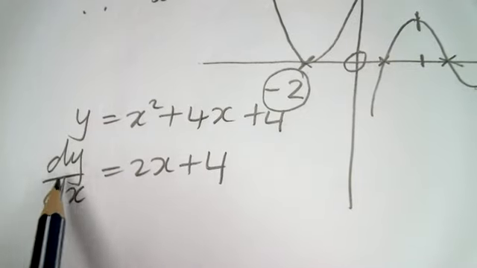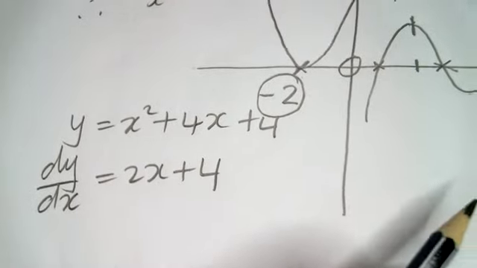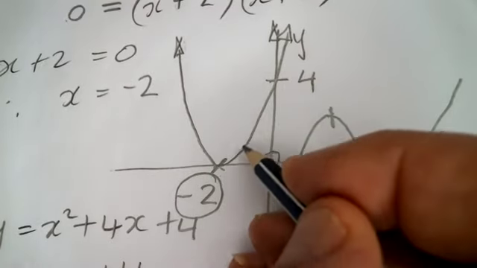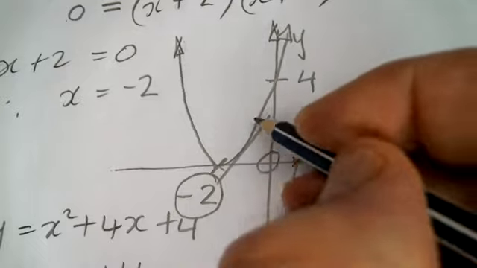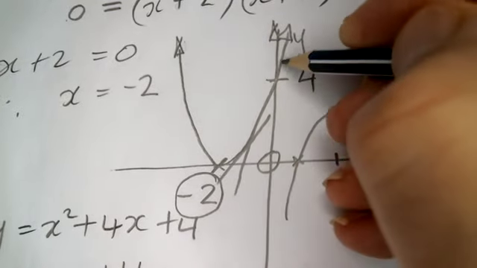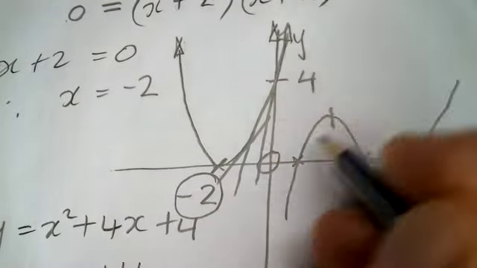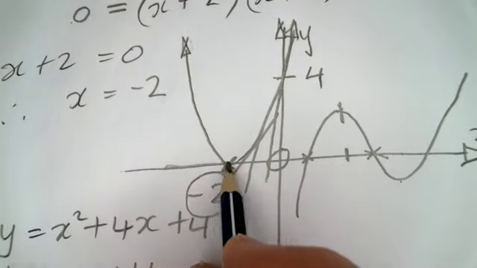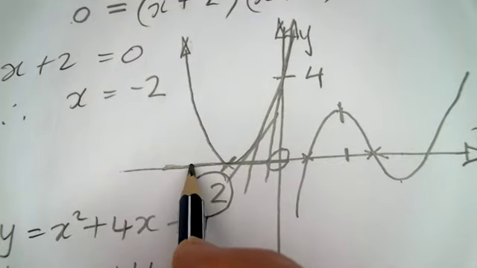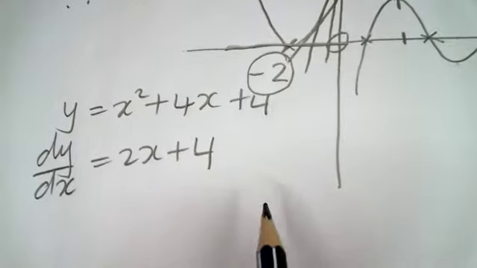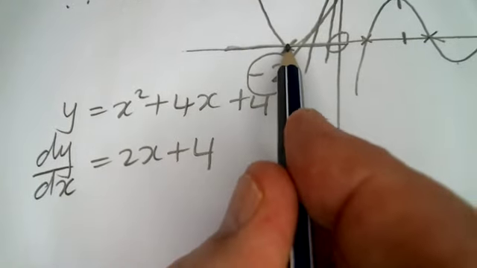So here we have our gradient function. And of course, the gradient is changing all the time here. So here the gradient's like this. Here the gradient's a bit steeper. Here the gradient's even steeper still. But at this point here, the gradient is 0. So we want to find what the value here will be when the gradient is 0.